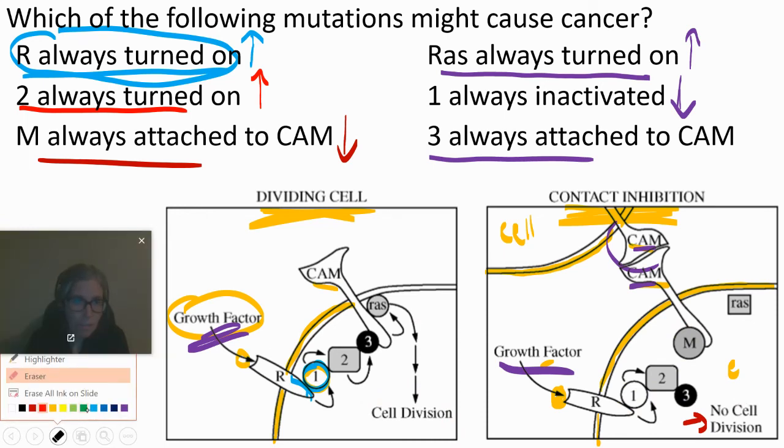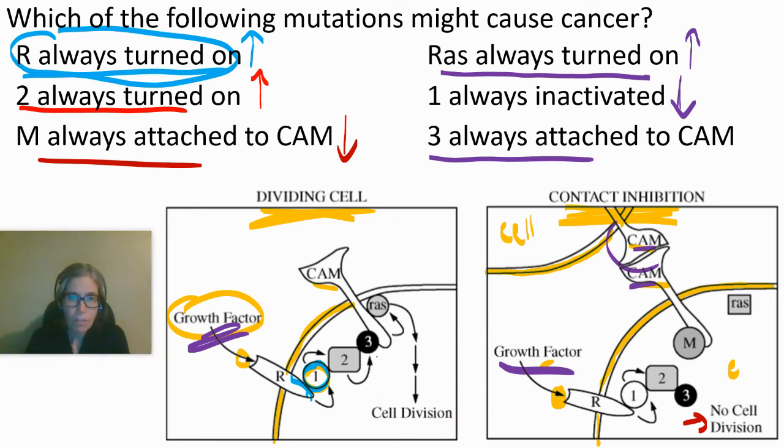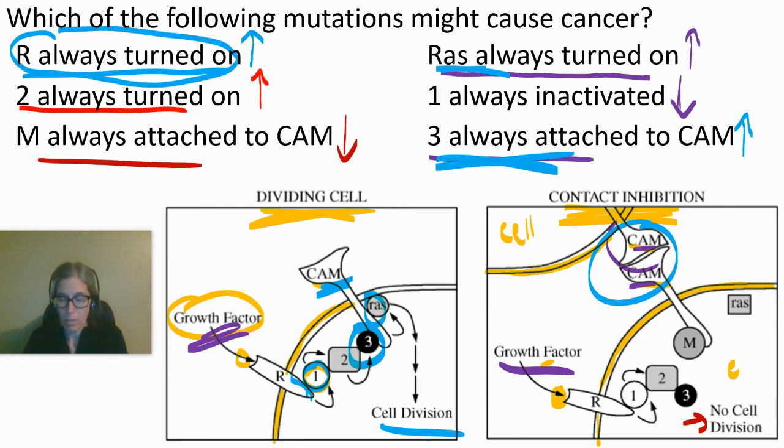Okay, let's say 3 is always attached to CAM. Well, that's not a good one, because that means that it doesn't matter if there's another CAM here, because M can't interact with it because 3 is always attached to it, which probably means that RAS can interact, which means that you're going to have cell division. So that is also a very bad one, just like this one.